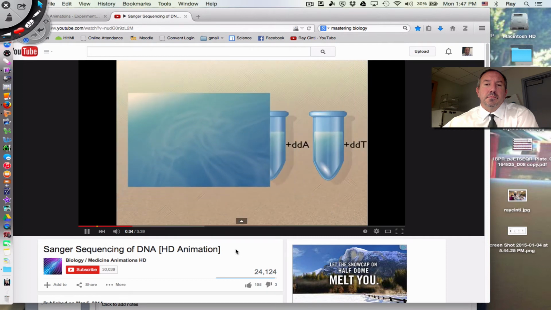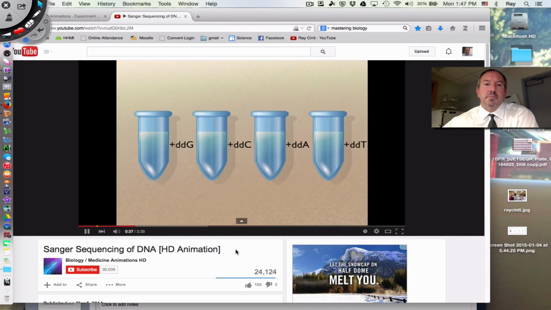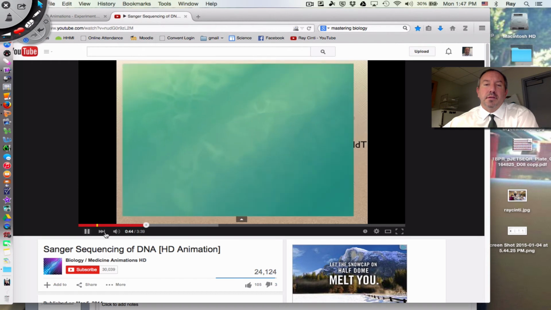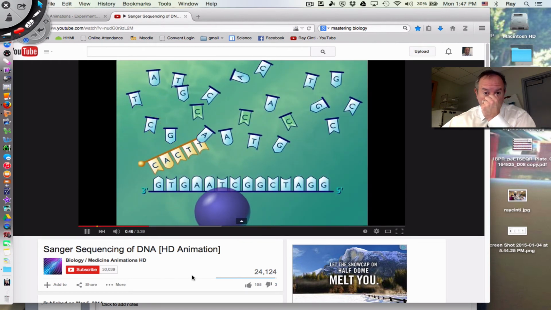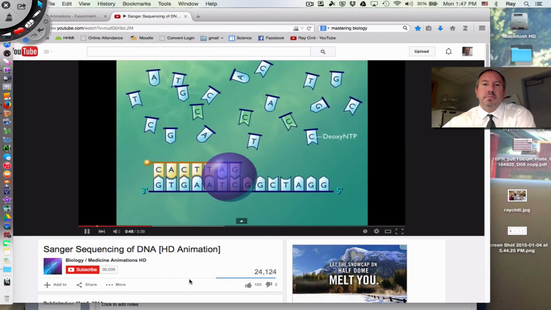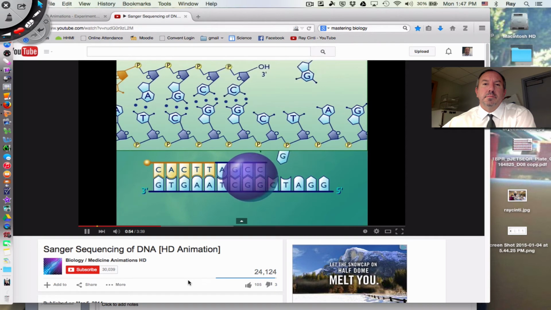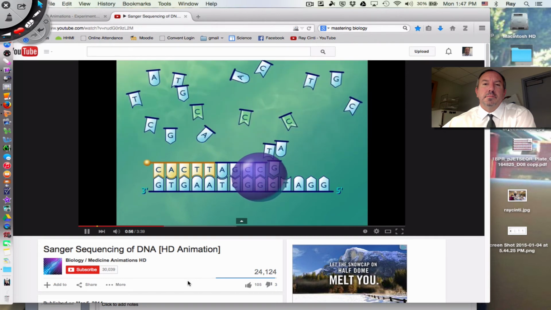Equal amounts of this reaction mixture are placed in each of 4 tubes, and a different dideoxyribonucleotide is added to each tube. Okay, so those are the dideoxy ones, are the ones that are fluorescently tagged with a defective hydroxyl group. When a deoxyribonucleotide is inserted into the growing chain, replication continues. However, when a dideoxyribonucleotide is inserted, strand synthesis is terminated.